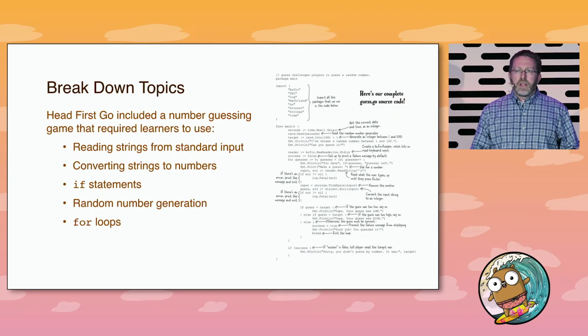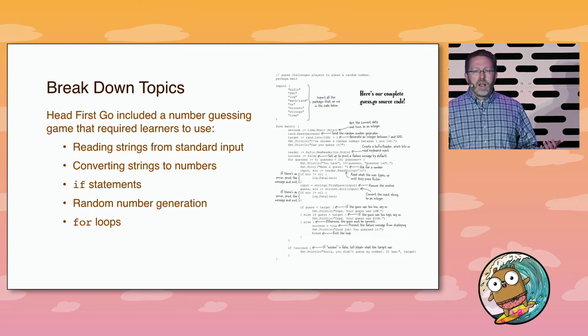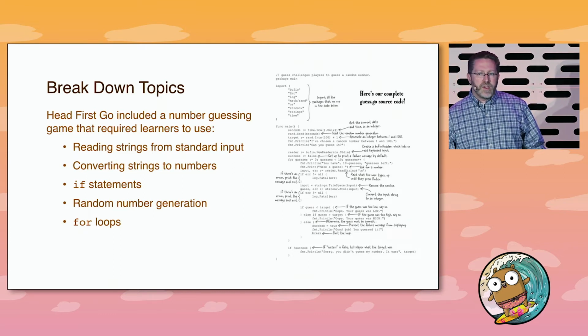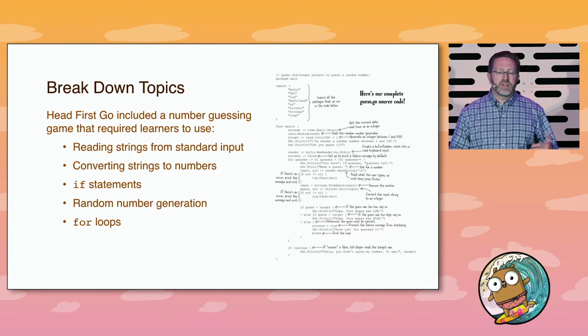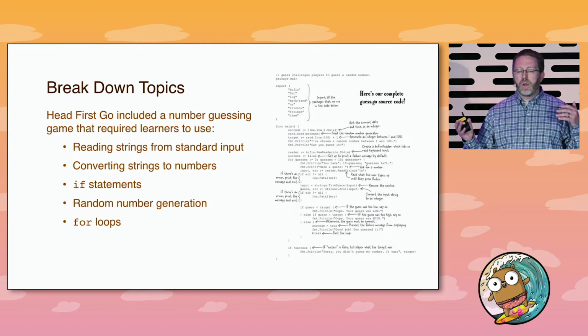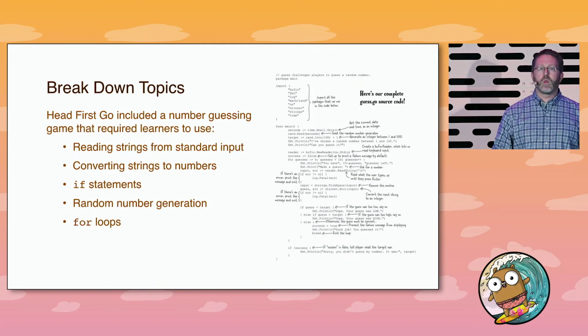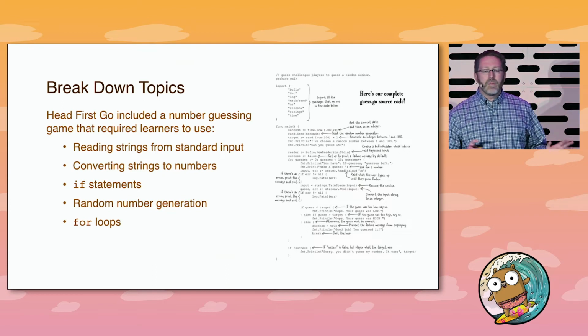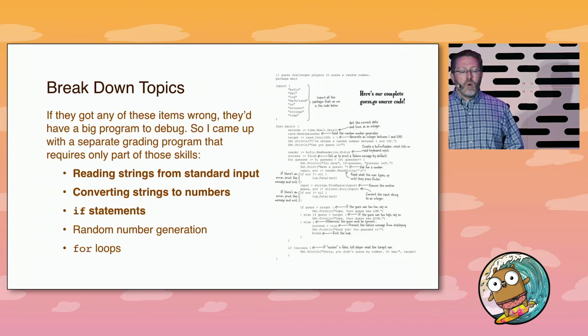Something I've discovered is that it's important to break topics down as far as you can. Head First Go included a number guessing game, which was really motivational to learners, yes, but it had a lot of skills you had to use. There was reading strings from standard input, converting them to numbers. They needed to master if statements, random number generation, and for loops all at the same time. It's a big code sample. And if they got any of those items wrong, they'd have a big program to debug.